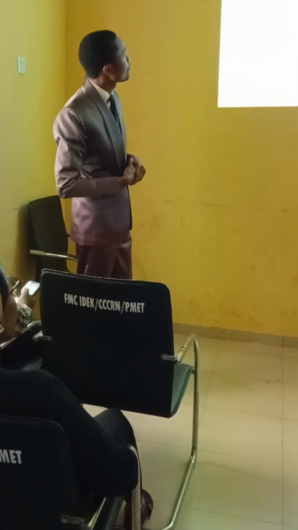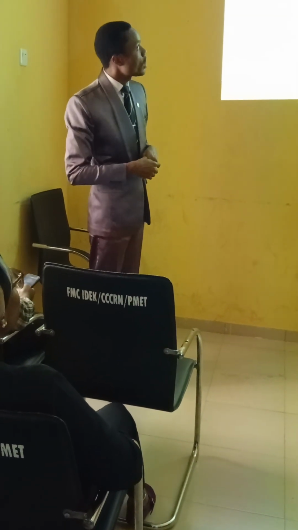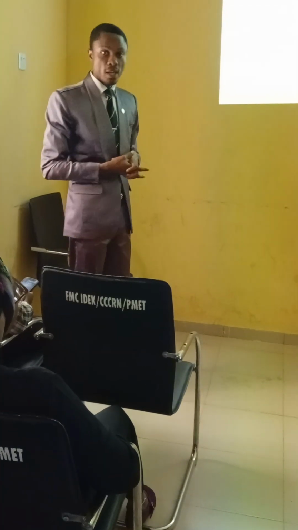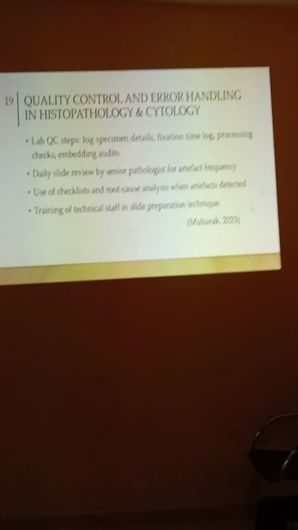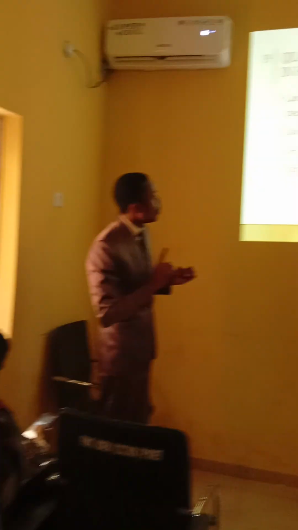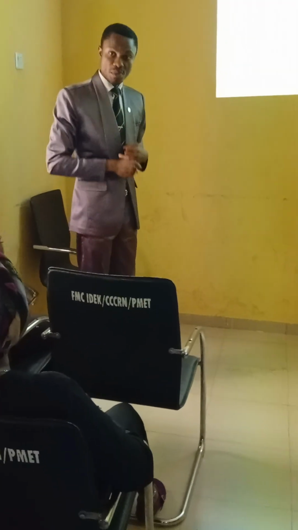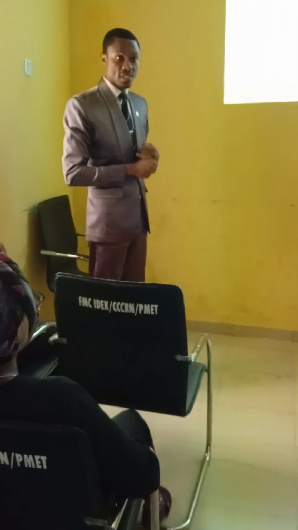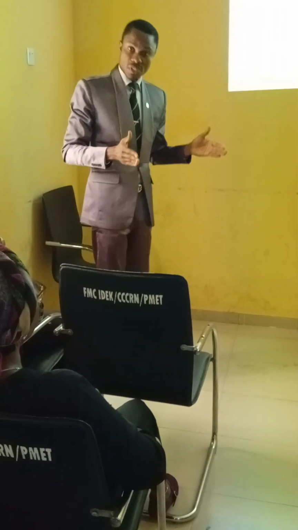The next slide. So what are the quality control measures and how do we handle these errors in histopathology and cytology? Number one, there should be lab quality control, by logging in specimen details, which should be properly recorded. The fixation time should be taken note of, since we have seen that either poor fixation can lead to artifacts or prolonged fixation can lead to artifacts.